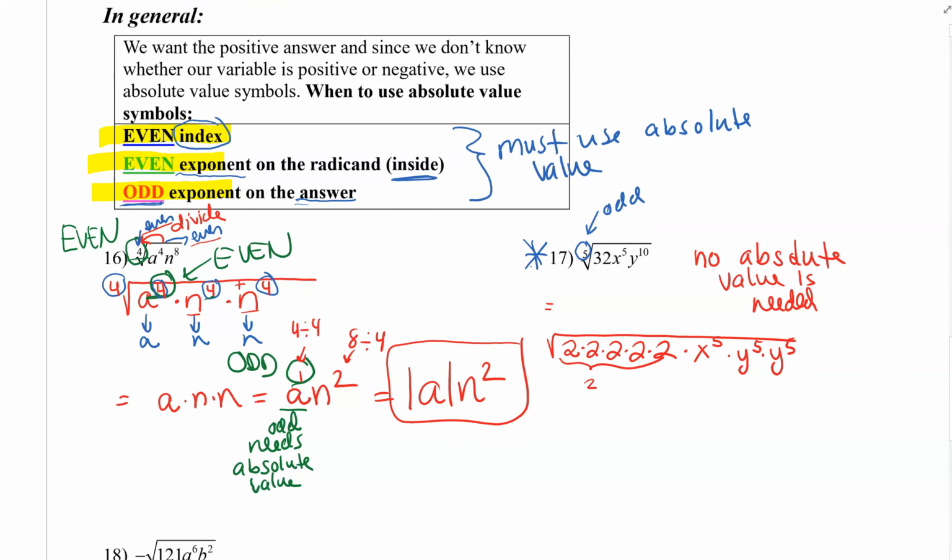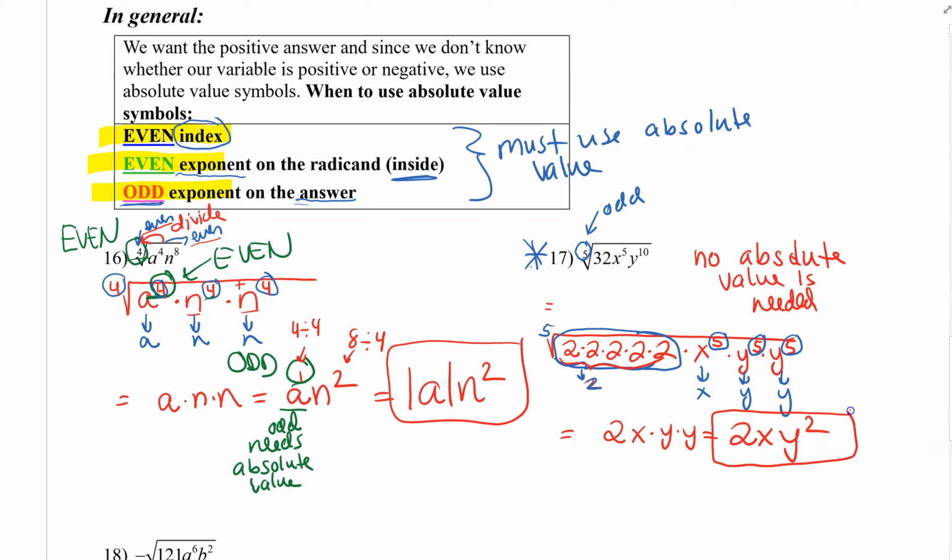So what I see is that I have 4 index-sized groups, because my index is 5. There's 2 to the 5th, x to the 5th, y to the 5th twice. So for each perfect 5, that's one perfect fifth root. So a fifth root of 2, a fifth root of x, a fifth root of y, and then a second fifth root of y. So my answer to this would be 2x times y, which is 2xy squared, and no absolute value needed. And as a reminder, you can do 5 divided by 5 to get x to the first, 10 divided by 5 to get y squared.